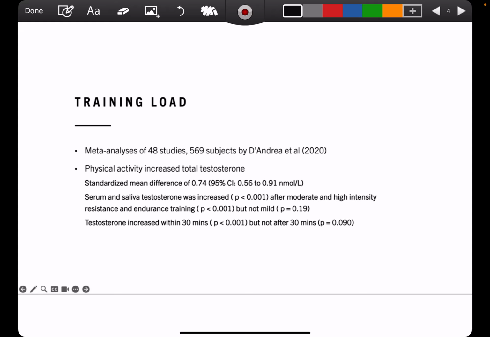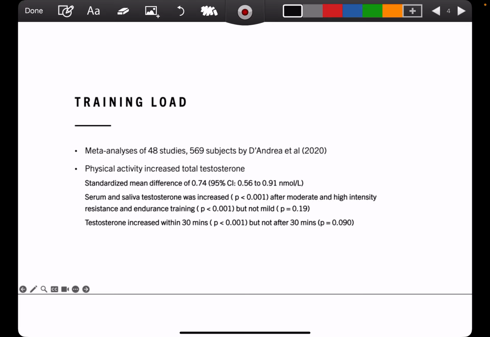Yeah. So when we're looking at training load's effect on the HPG axis, ultimately, we're going to look at testosterone production. And in a meta-analysis of 48 studies totaling 569 subjects, D'Andrea et al. found that physical activity increased total testosterone.